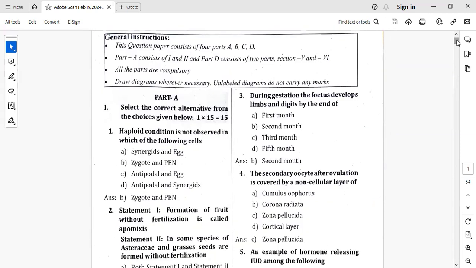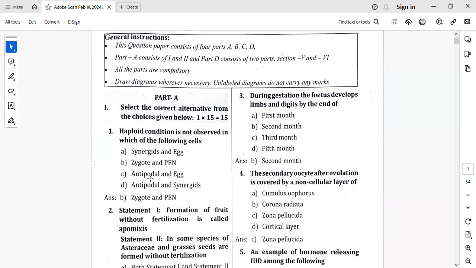The first question is, haploid condition is not observed in which of the following cells? Haploid means a single set of chromosomes. Synergids and egg: the egg is a gamete, so it will be haploid. Zygote and PEN: PEN is the primary endosperm nucleus. If you're not sure about PEN, at least for the zygote, it is diploid. When sperm and egg fuse, it becomes a diploid cell. So keep this option.